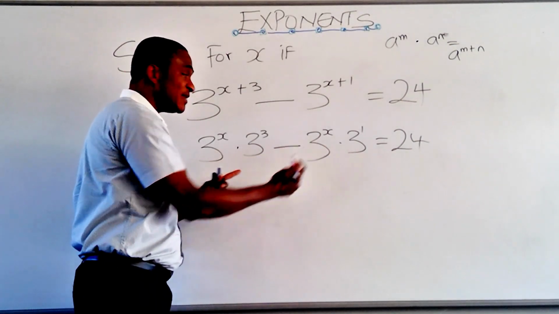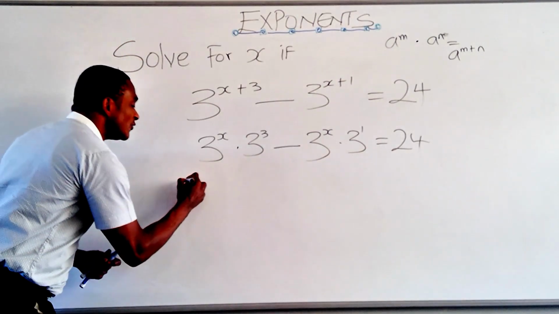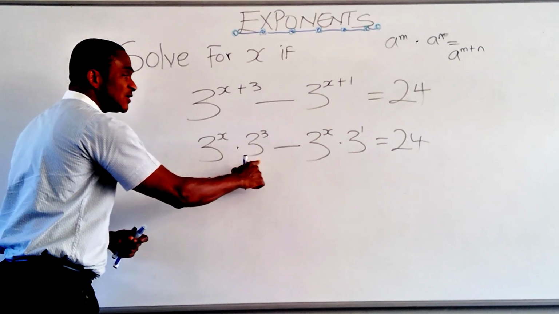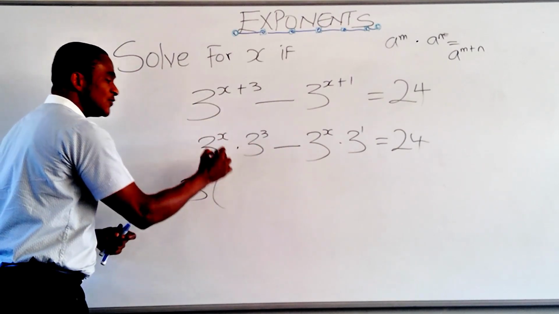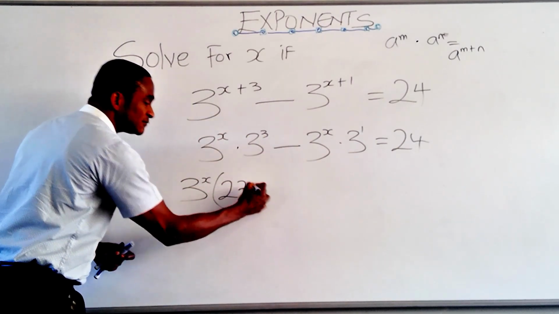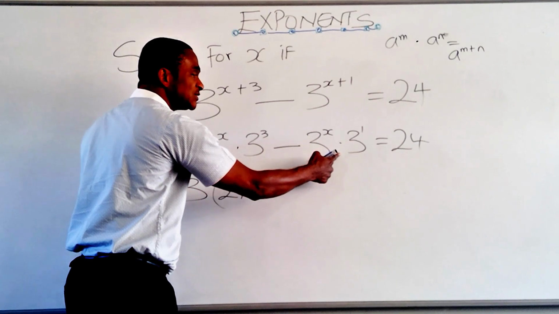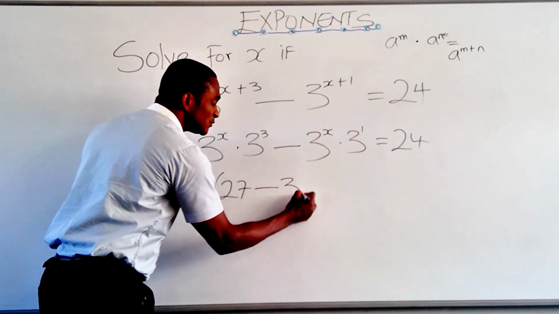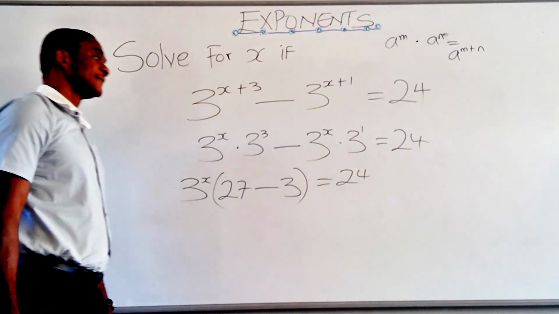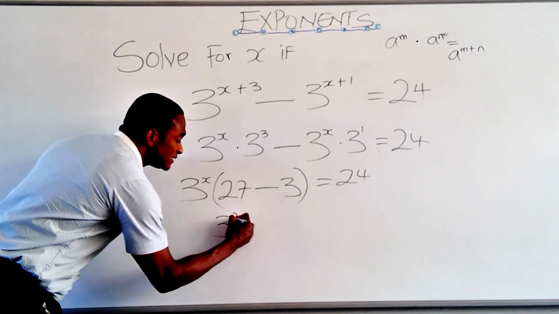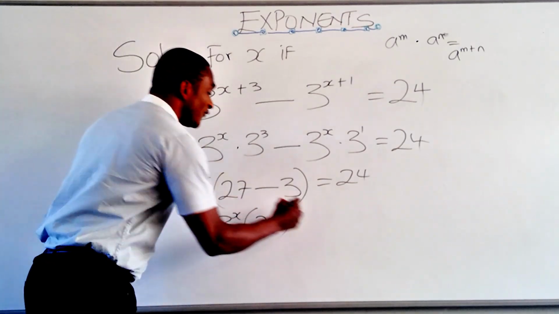Now, on either side of the minus sign, we will see that we have 3 exponent x, which will serve as our common factor in this case. So if I have 3 exponent x, common factor, here and here, if we take out here 3 exponent x into the first section, will give us 3 exponent 3, which is 27. Minus 3 exponent x, the common factor into this section, we cancel out 3 exponent x, we are left with 3 equals to 24. Now what next? 3 exponent x, we have, remember 27 minus 3 is 24.